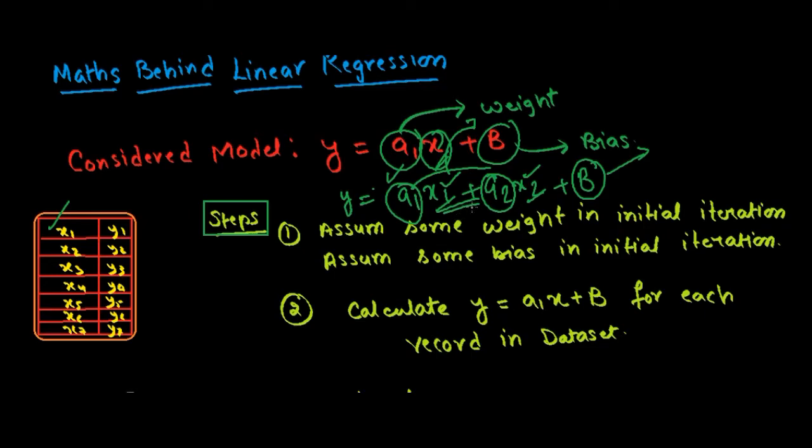And as step 1 says, we need to assume some weight and some bias in the initial iteration. So we'll do the same. We'll just assume.